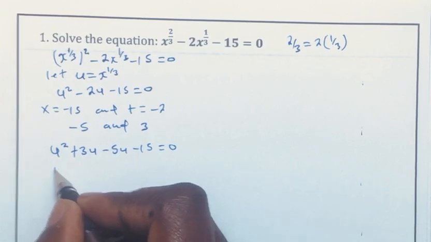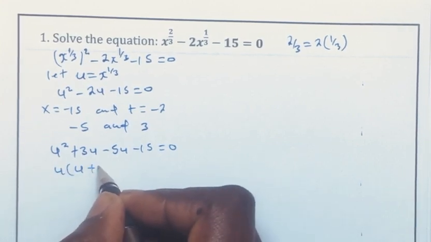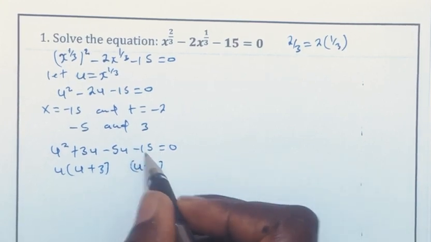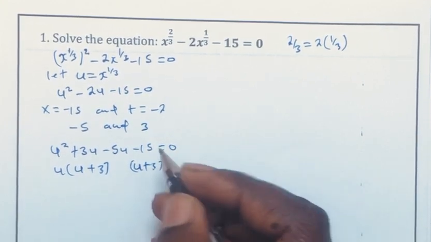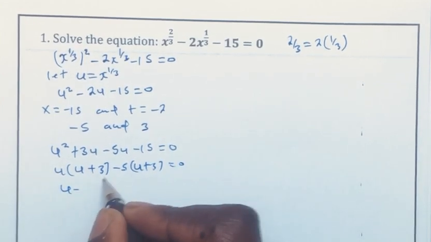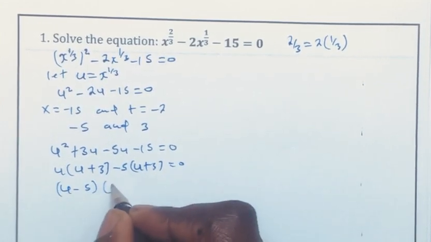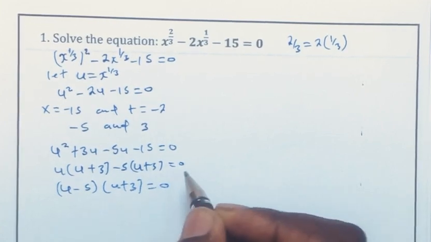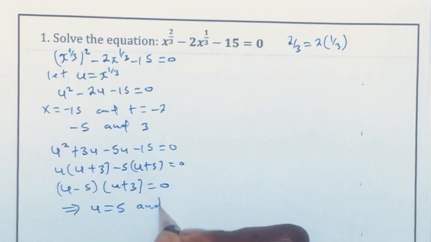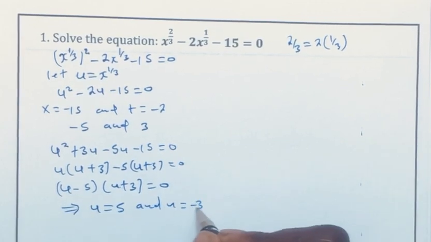So the common factor here is u. So we have u into u plus 3. So we expect u plus 3 this side. So for us to get negative 15, you have to multiply 3 by negative 5. So we have u minus 5 times u plus 3 is equal to 0. So this means that u is equal to 5 and u is equal to negative 3.